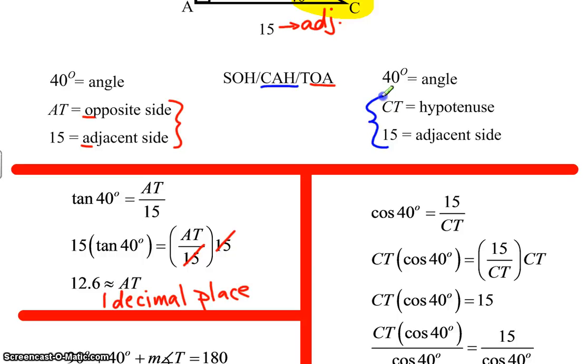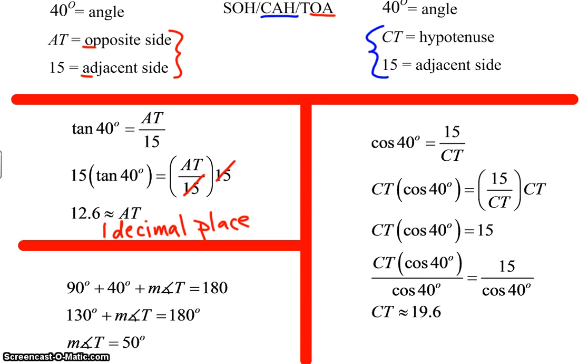Again, I'm working with a fraction, and because I'm working with a fraction, I wanted to get rid of it first, so I multiplied both sides by CT to eliminate my fractions. But then I had a problem. CT was not alone. It was multiplied by the cosine of 40, so I divided both sides by the cosine of 40 degrees. Again, this is a calculator problem at this point, and 15 divided by the cosine of 40 degrees worked out to about 19.6. That gave me the hypotenuse of my triangle.